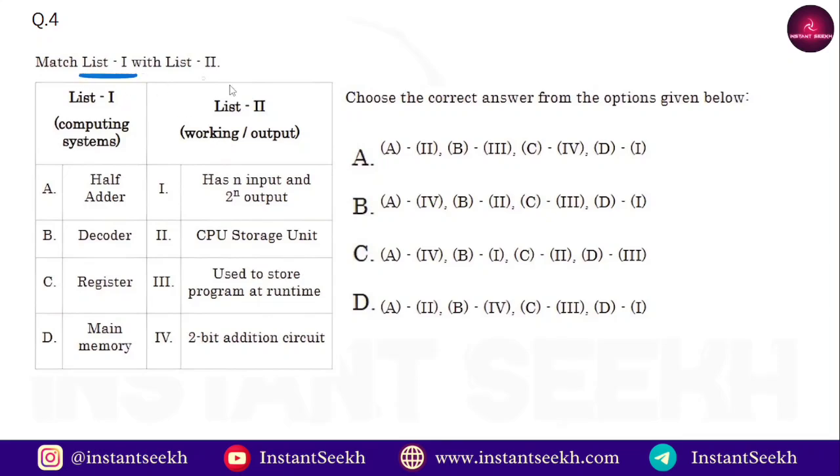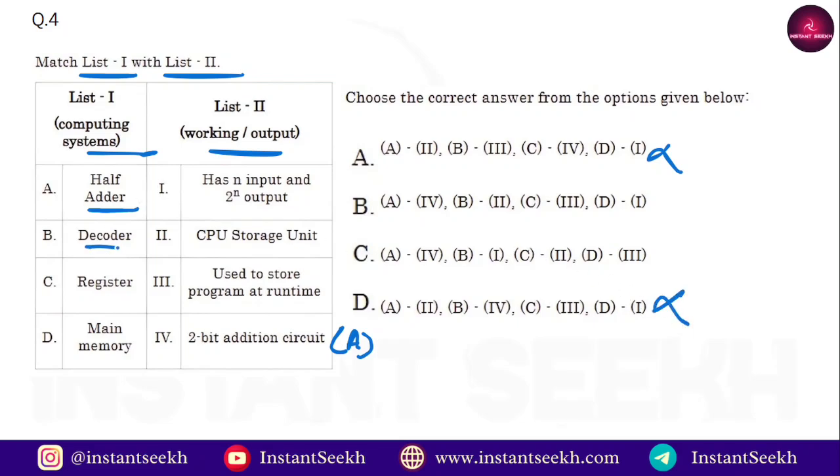Okay, we have matched list 1 and list 2. Computing systems are given and their working and individual outputs are given. Half adder, we know it is used for what? Addition. So from these options, you can find the 2-bit addition circuit here. So this goes for option A, right? So A goes for 4, then you can eliminate these two, option A and option D, right?